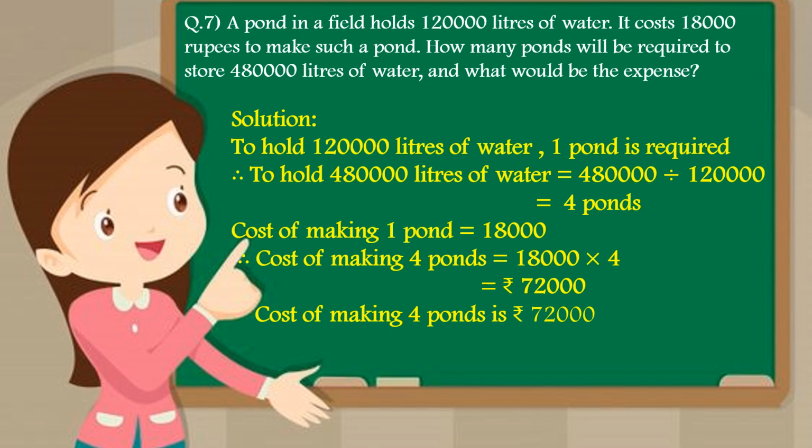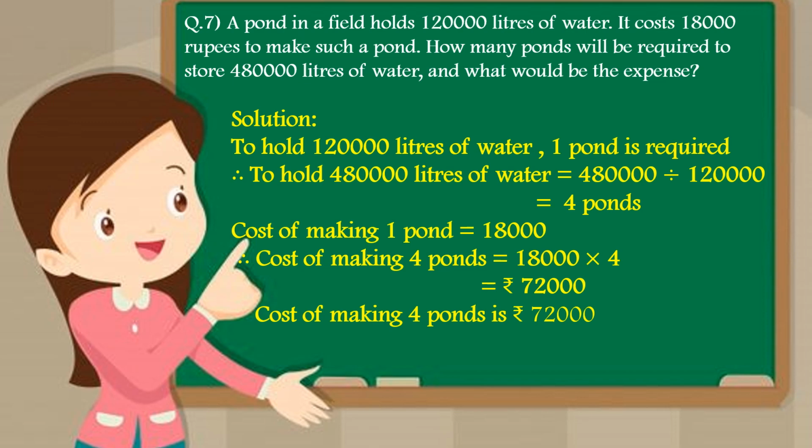To hold 1,20,000 liters of water, one pond is required. They are saying one pond can carry up to 1,20,000 liters. So they need to know how many ponds will be required to store water of 4,80,000 liters. So we will divide 4,80,000 by 1,20,000. We get the answer as 4 ponds will be required. For one pond 1,20,000, so for 4,80,000 liters of water it is 4 ponds.